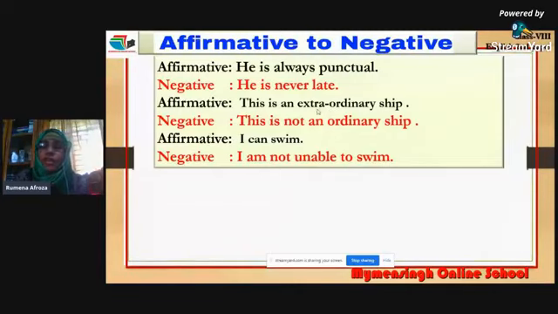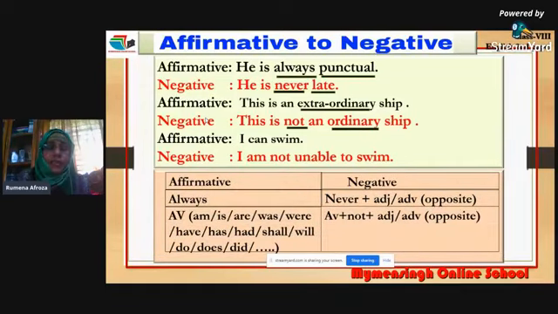There is an extraordinary ship. How can you make it negative? This is not an ordinary ship. Here not is used, and instead of extraordinary, the opposite, ordinary, is used. Okay, I can swim. If you find this type of sentence, I can swim, I can write, I can do, I can go, I can play, in that case you have to change it this way: I'm not unable to swim. I'm not unable to ride. I'm not unable to fly, like this.